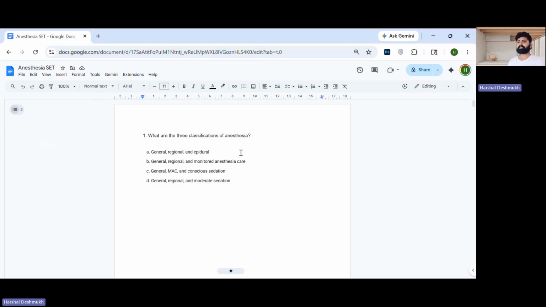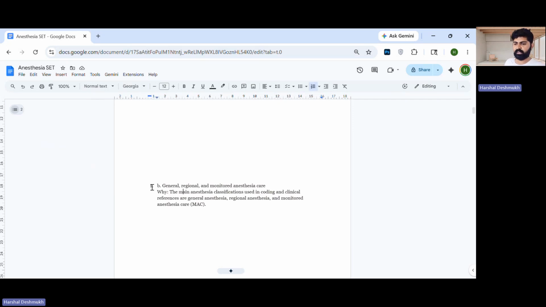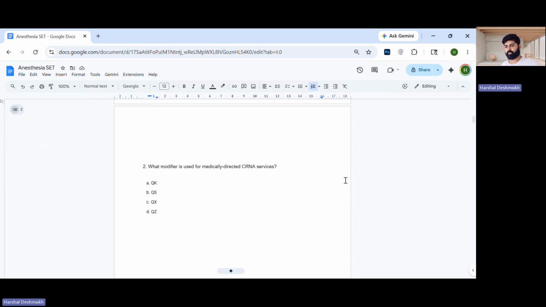All right. So your right answer for the three classifications of anesthesia is general, regional, and monitored anesthesia care, that is MAC. The main anesthesia classifications used in coding and clinical references are general anesthesia, regional anesthesia, and monitored anesthesia care, that is MAC. There you go. This is your second question.